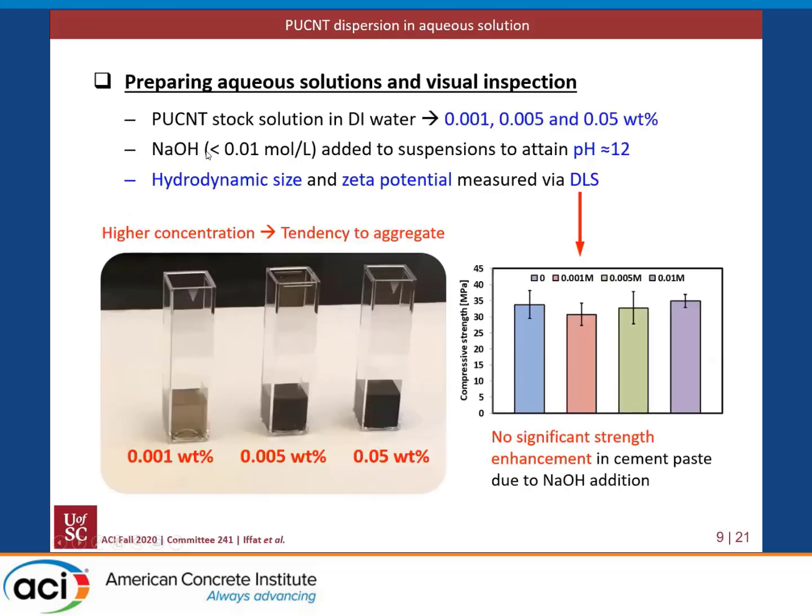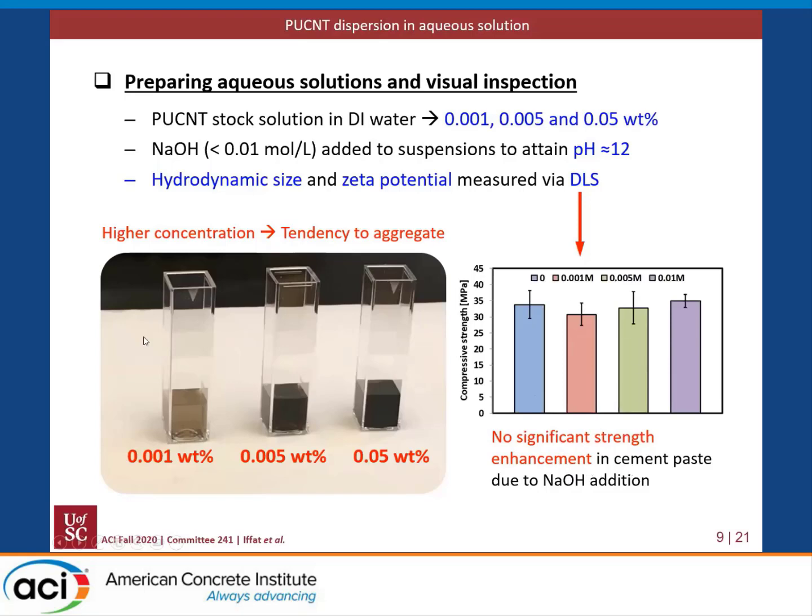Next, the PUCNT stock solution was diluted with additional DI water to get the required concentration. As the initial pH of the solutions was found near the acidic range, as they were acid treated, to increase the pH and protonate the functional groups, we added a negligible amount of sodium hydroxide to the suspensions. We verified the effect of sodium hydroxide itself on the mechanical properties of cement composites by performing a uniaxial compression test, and we found no significant enhancement in strength due to the addition of sodium hydroxide itself.